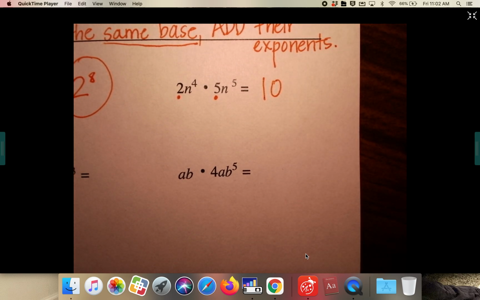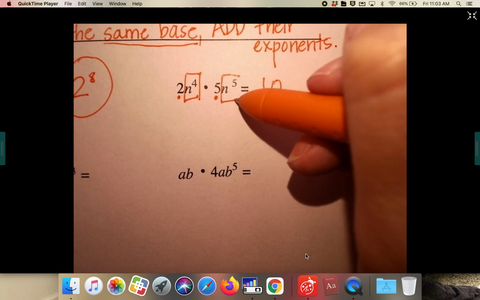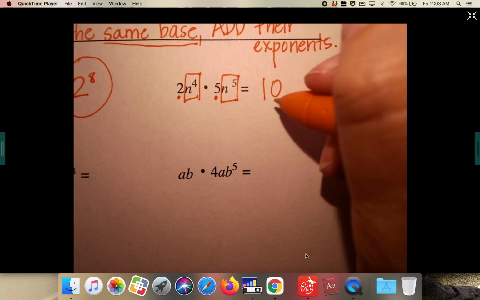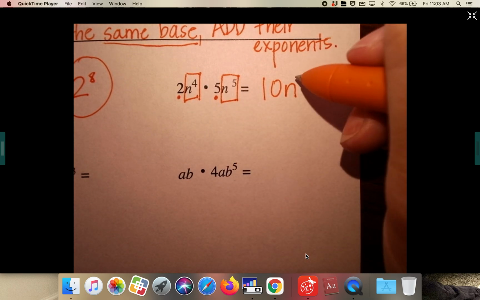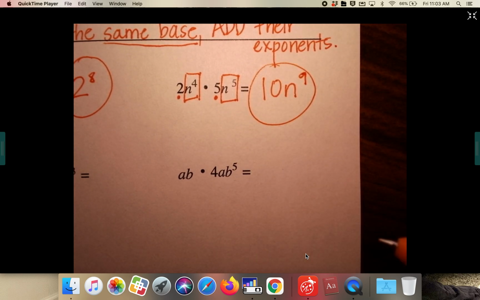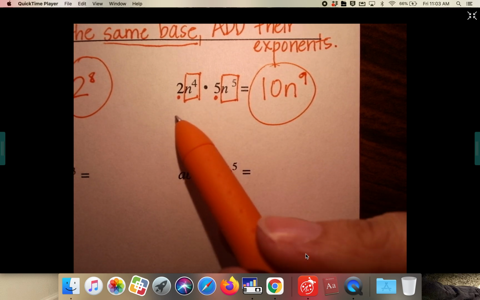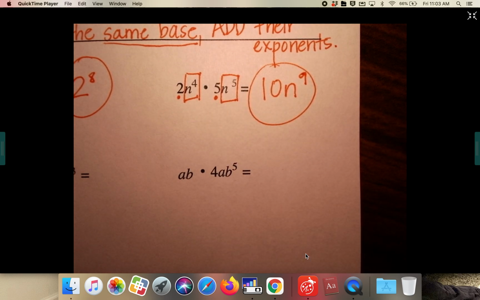Now, what is the same base? We have an n to the 4th that's the same base as an n to the 5th. So those can get added, their exponents. So n is the base, and 4 plus 5 is 9. Okay, so do you see what I did there? I multiplied the numbers that are not the same base, and then the ones that are the same base, I used their exponents to add.